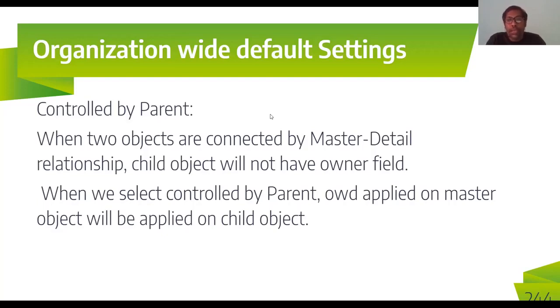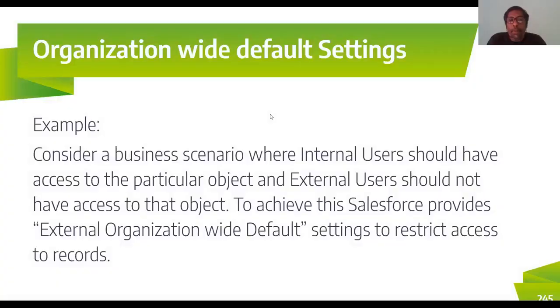So even, for example, you are controlled by your parents, right? Your mother and father will control you. You cannot control others unless or until you become a parent, right? Same way here, when it comes to control by parents, the parent will control the child records with the help of the owner ID or the owner, right? That is all about control by parents, right?